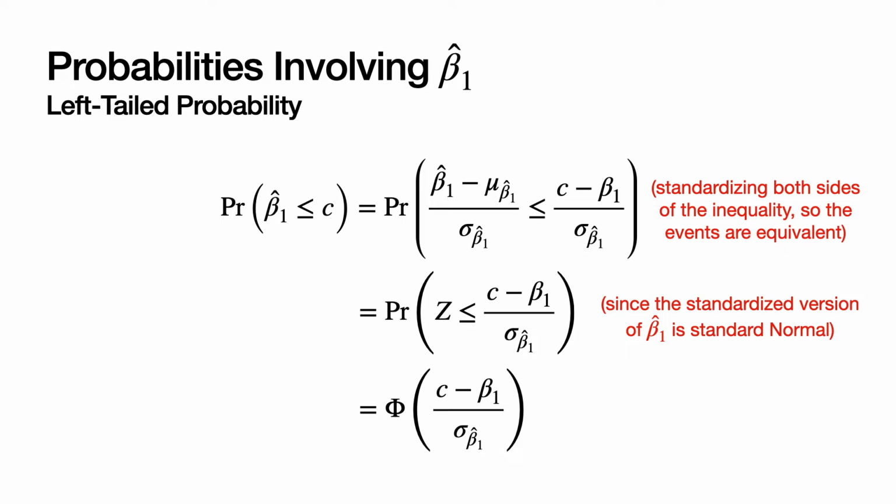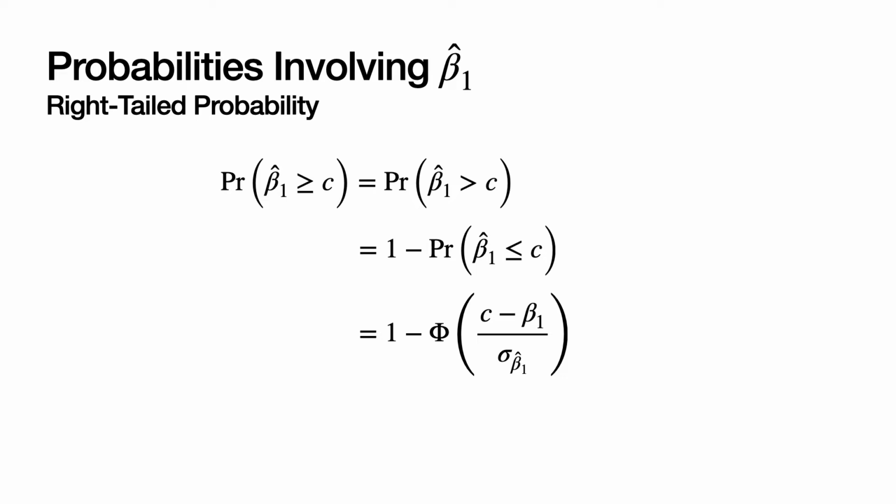The next step follows because we are standardizing beta 1 hat, and the standardized version of beta 1 hat has a standard normal distribution. And so we can replace the standardized version of beta 1 hat by a standard normal random variable. And the last step follows just by the definition of cap phi, the CDF of the standard normal distribution.